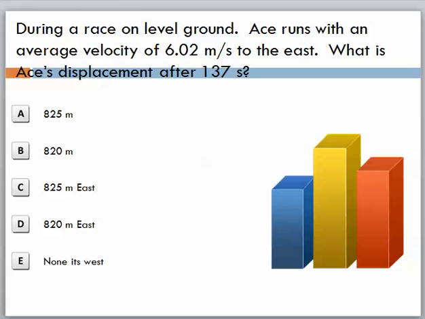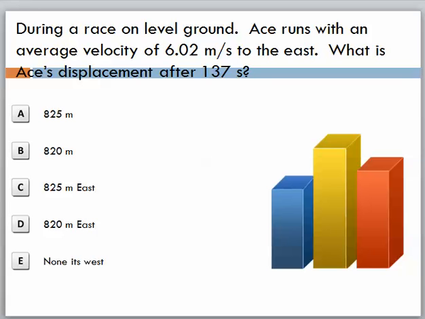Well, during a race on level ground, Ace runs with an average velocity of 6.02 meters per second to the east. What is Ace's displacement after 137 seconds? One of the things that I want you to get used to doing is making a list of your data. And our list is just simply an example of going through and decoding the information inside the story problem.